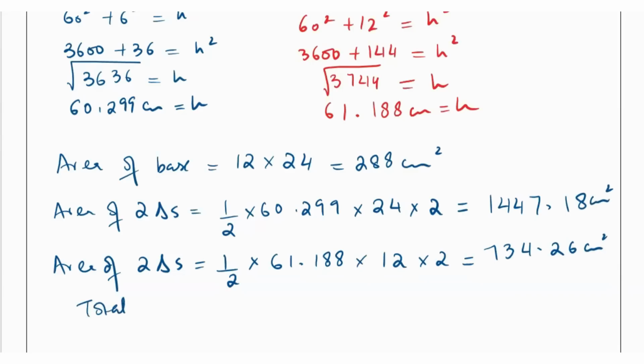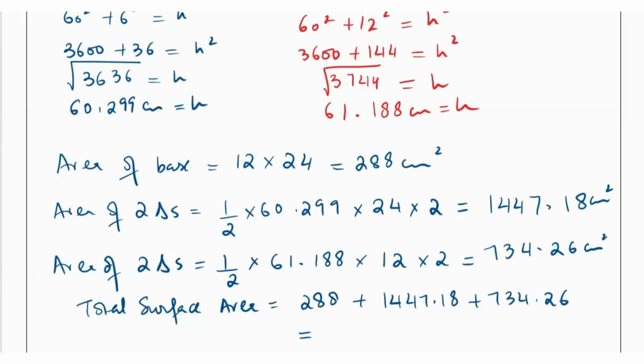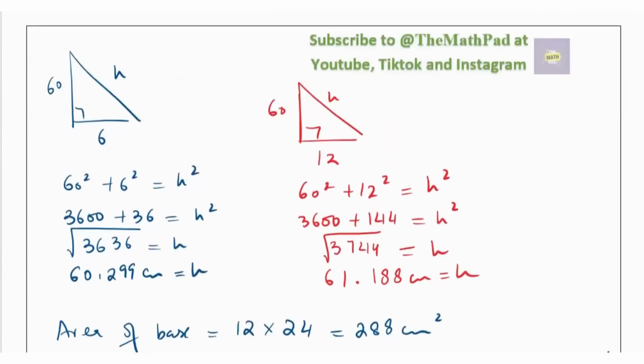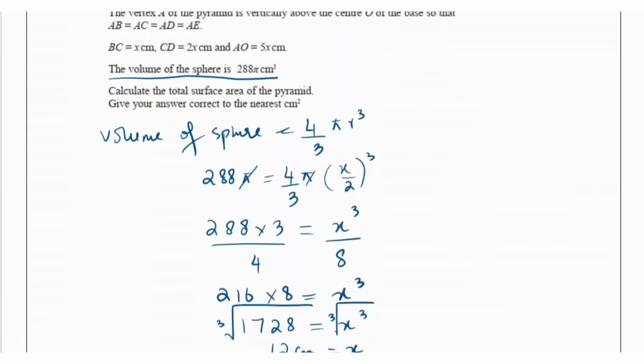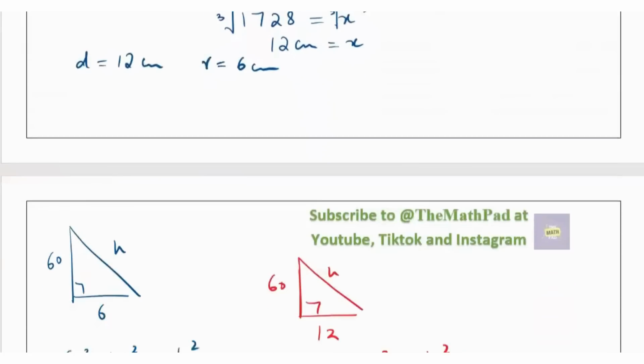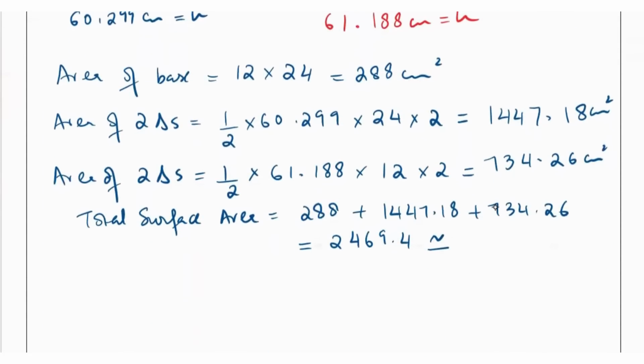So for the total surface area, we're going to add up all of these values. So that's 288 plus 1447.18 plus 734.26, and that gives us 2469.4, rounded to the nearest whole number, I think, centimeters squared. So that's 2469 centimeters squared. That is your total surface area.